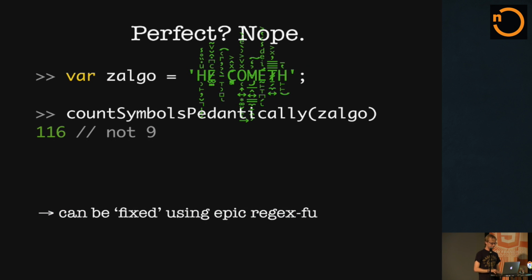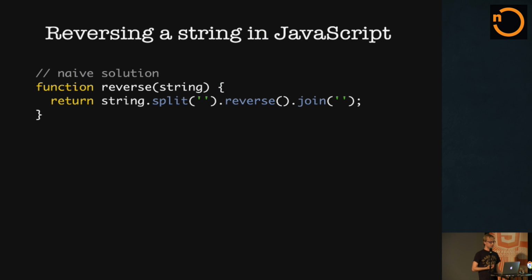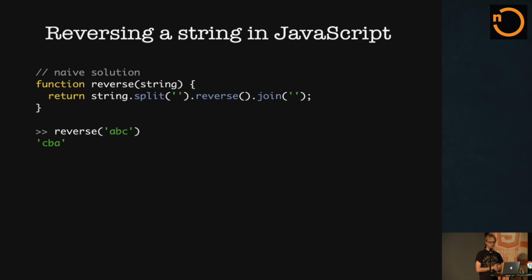It wasn't pretty. Now, another example is reversing a string in JavaScript. It sounds really simple, and in fact, the most common solution to this problem looks like this. You just take a string, you split it into an array of symbols, then you reverse that array, and then you join it back together into a string. And this works fine for a lot of cases. For example, if you have the string ABC, it reverses into CBA, which makes sense.